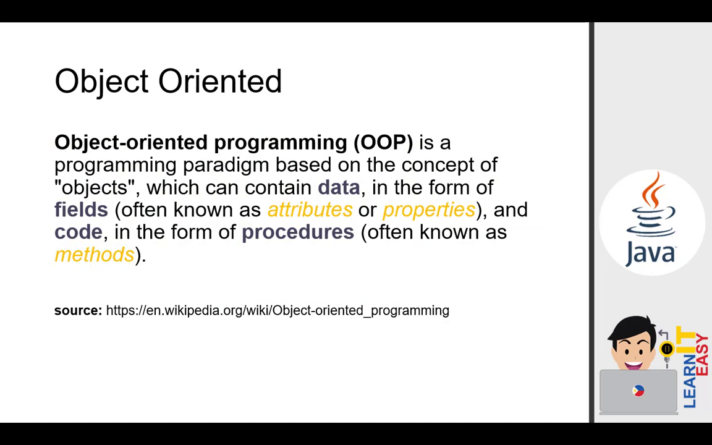What is object-oriented? Object-oriented, or OOP, is a programming paradigm based on the concept of objects, which can contain data in the form of fields, often known as attributes or properties, and code in the form of procedures, often known as methods. You have to remember that Java is an object-oriented programming language, meaning Java conforms to the idea of using objects in order to build or develop a program.